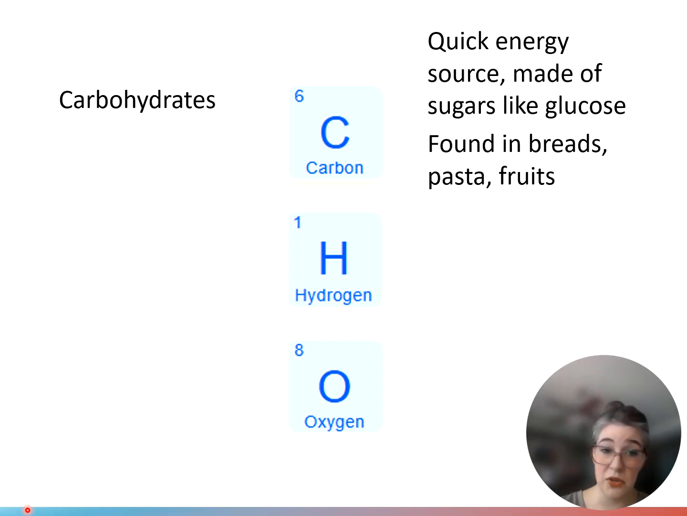So carbohydrates, these are going to be made up of carbon, hydrogen, and oxygen. They are quick energy. They're made from sugars like glucose, and you're going to find these a lot in breads, pastas, and fruits. So those quick energy sources of like, oh, I just needed a little snack. A lot of our foods like that tend to have a lot of carbohydrates.